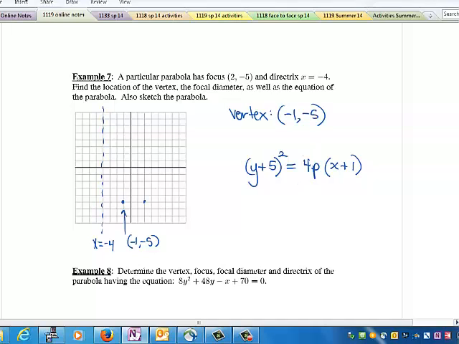And now we need to figure out, well, what's this value of 4p? Because this opens to the right, p has to be greater than 0. And because the focus and the vertex are 3 units apart, we can see that p is going to be 3. So 4p should be 12. So our equation should look like y plus 5 squared equals 12 times x plus 1.